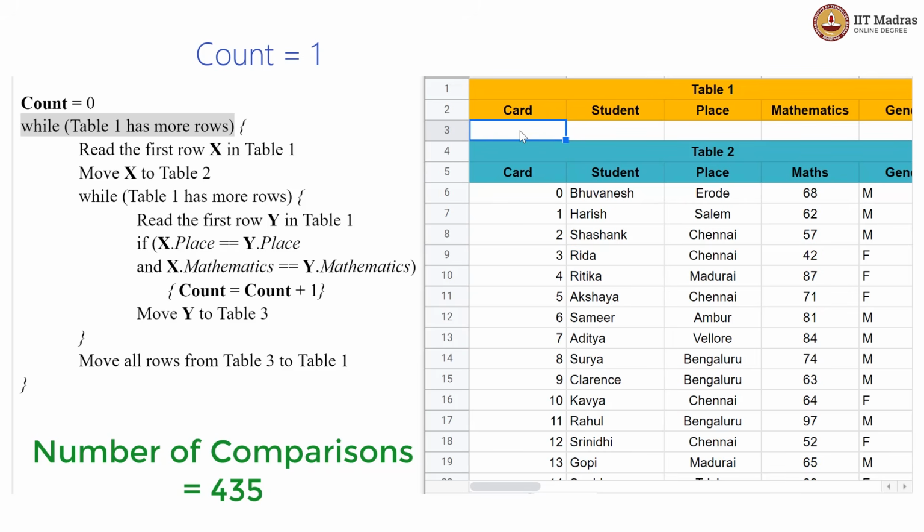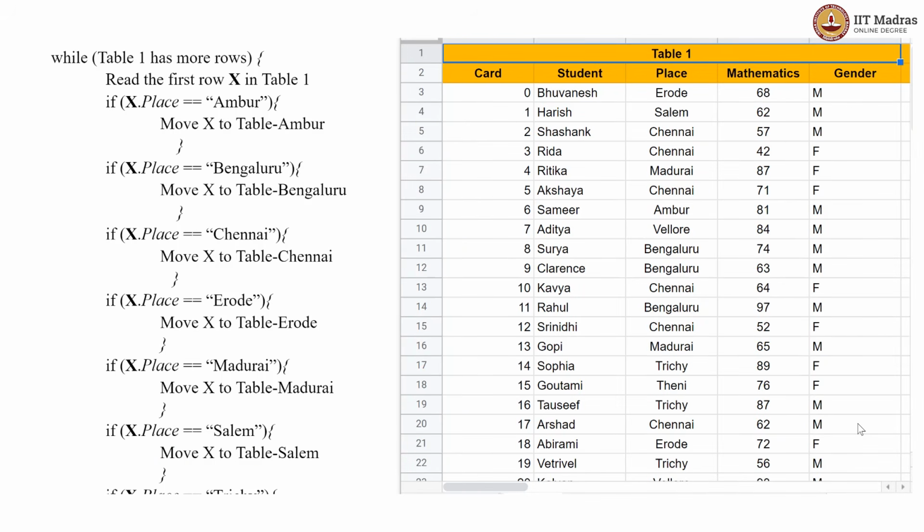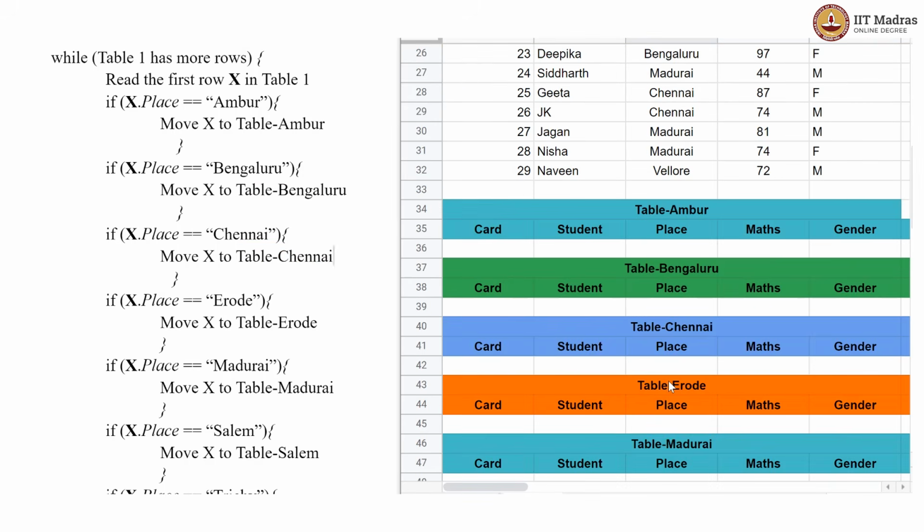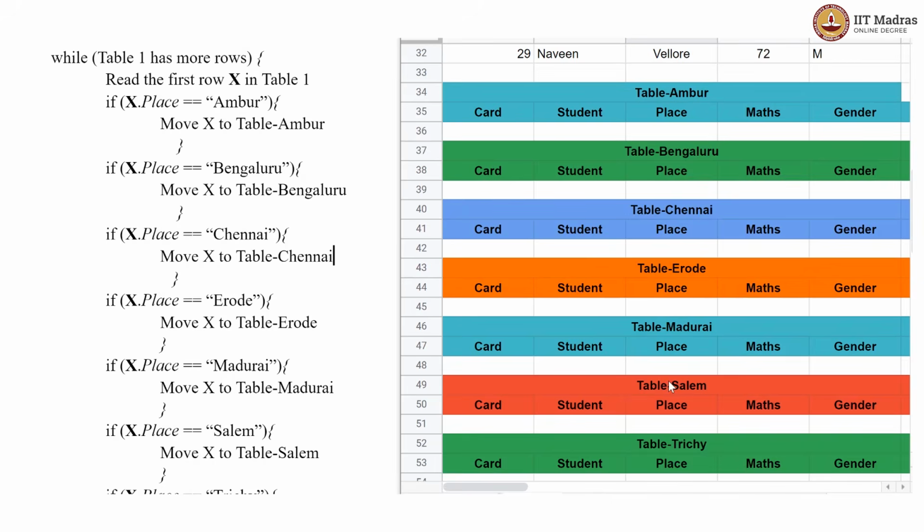Now let's look at what happens in binning. Now here we are going to try the binning approach, and we are going to bin according to the place. So all rows of one place will be binned together. And this is a pseudocode for that. And here we see these various tables, table Ambur, table Bengaluru, table Chennai, etc. So all these tables we have placed them under table 1, which are like this.